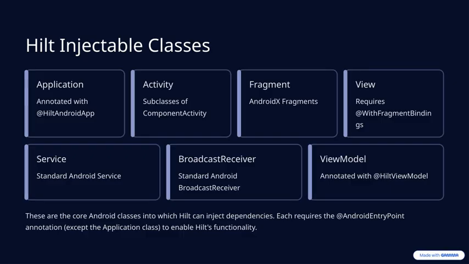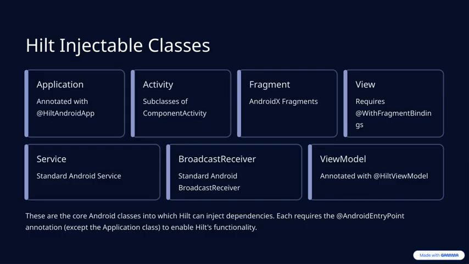Now, let's take a closer look at the Hilt injectable classes. These are the core Android classes where Hilt can inject dependencies to help manage your app's architecture more effectively. Starting with application, which is annotated with @HiltAndroidApp, this is the entry point for Hilt in your app, enabling dependency injection across the entire application. Moving on to activities, these are subclasses of ComponentActivity, and they're also set up for injection. Each activity that needs dependencies will typically be annotated with @AndroidEntryPoint.